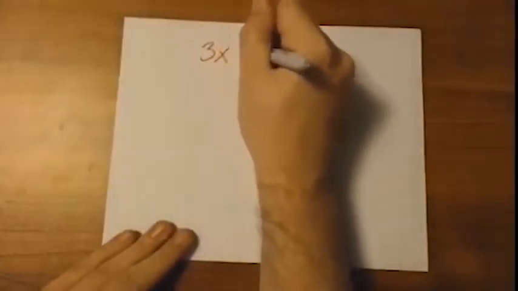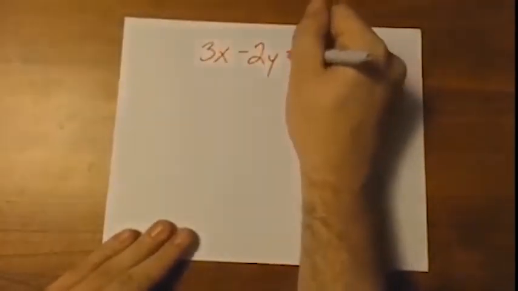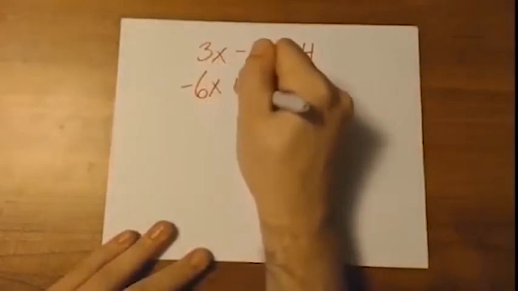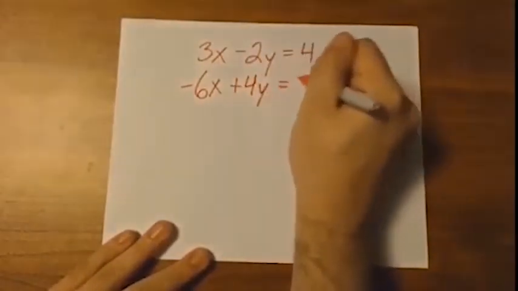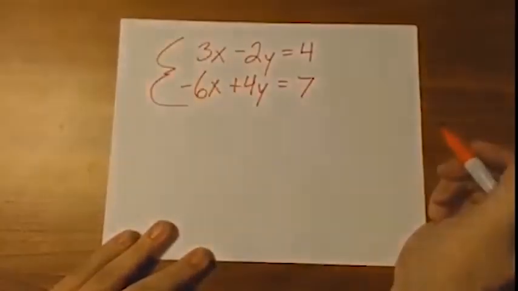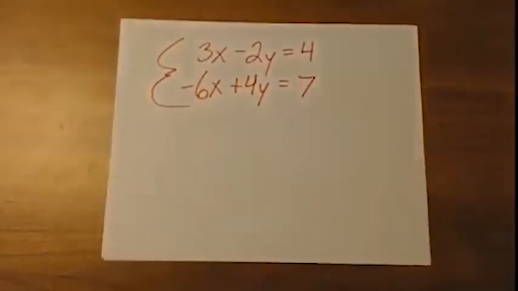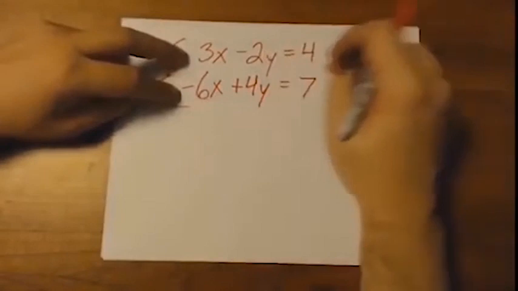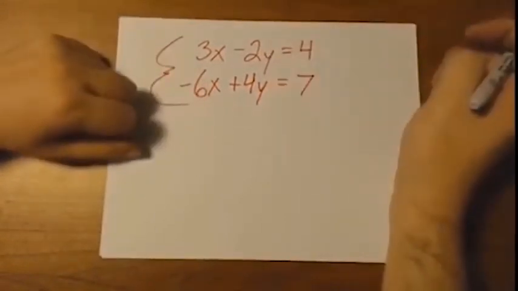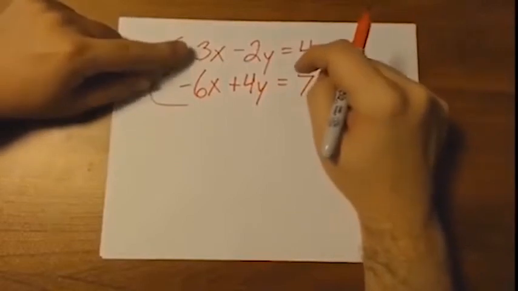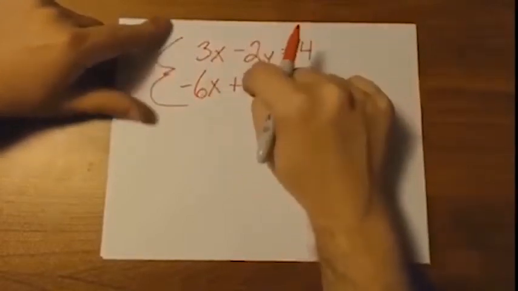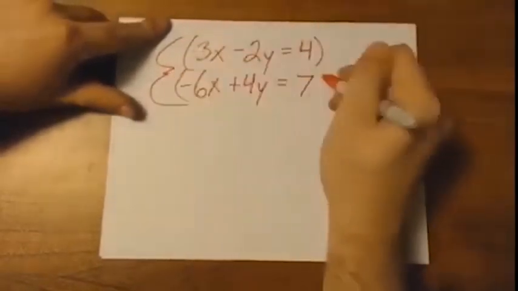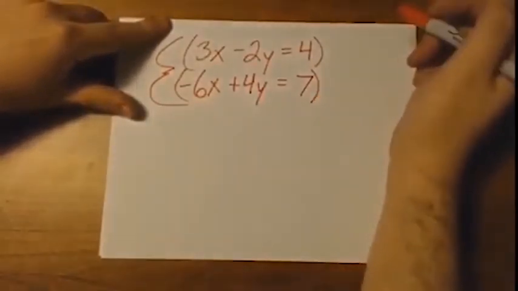We have 3x minus 2y equals 4, and negative 6x plus 4y equals 7. That is our system. Here, we can choose to eliminate the x's or the y's. Positive, negative, negative, positive, so we'll choose a positive number either way. The signs will already be different.